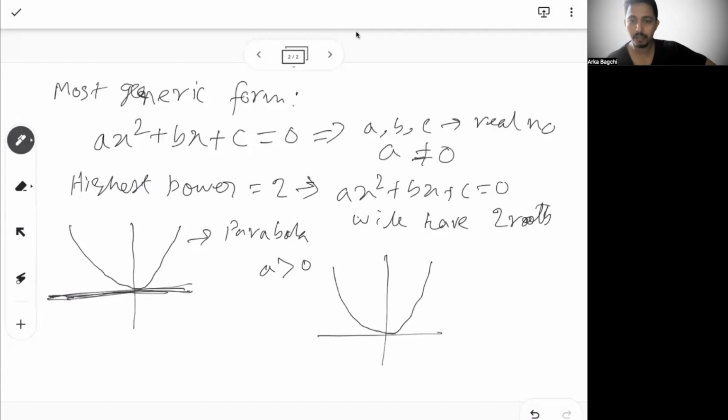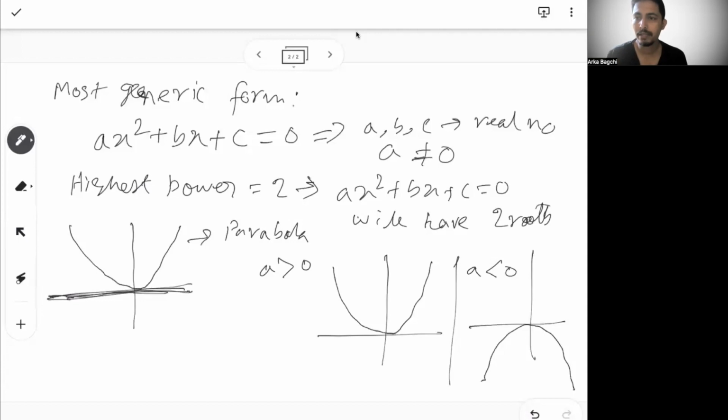It becomes an upward parabola. And if a is less than 0, then it becomes a downward parabola, right? So that's the main difference. If a is greater than 0, it becomes an upward parabola. If a is less than 0, it becomes a downward parabola.